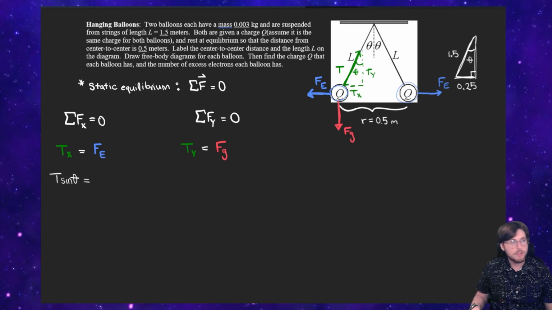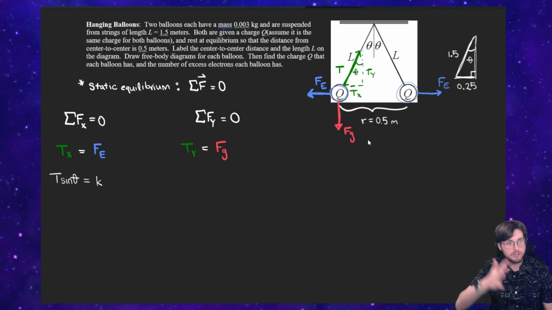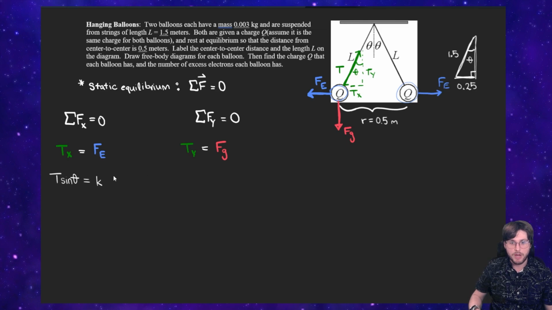equaling the star of the show, the electrostatic force, which I will write as k times Q1 times Q2. But here, because both balloons are assumed to have the same charge, Q1 times Q2 will effectively be Q times Q, which we can write as Q squared in this case. And then we're going to divide that by the distance between them squared, which in this case is r squared. So that's our equation there.